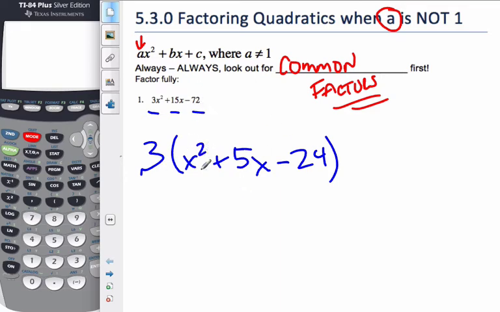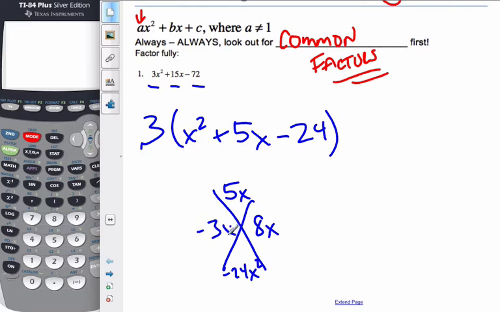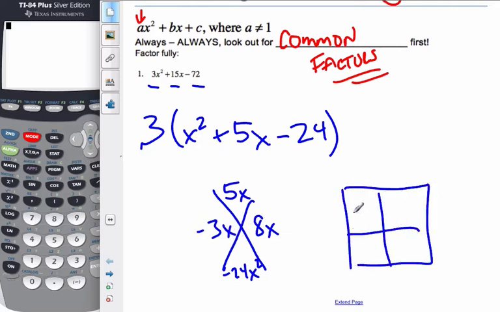And now we have to factor this second part here. We want to factor x squared plus 5x minus 24. Well, I multiply x squared and 24, so negative 24x squared. I get 5x. What multiplies to get negative 24x squared and adds to get 5x? Well, that's going to be an 8x and a negative 3x. Putting it into my box, I have x squared, minus 24, and I have an 8x and a minus 3x.